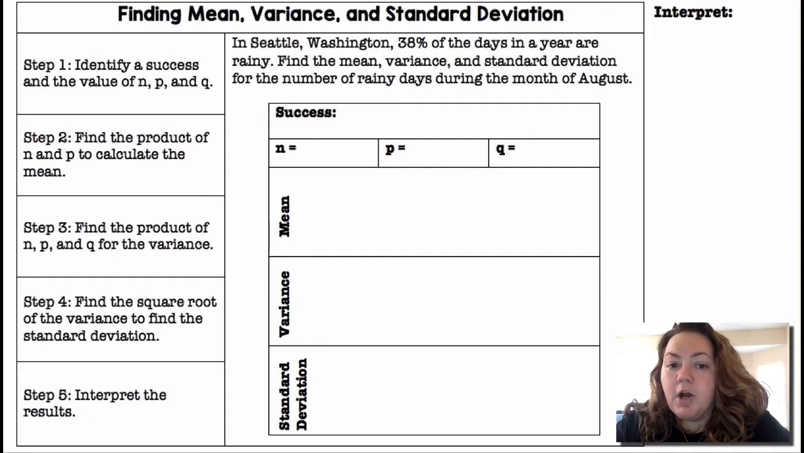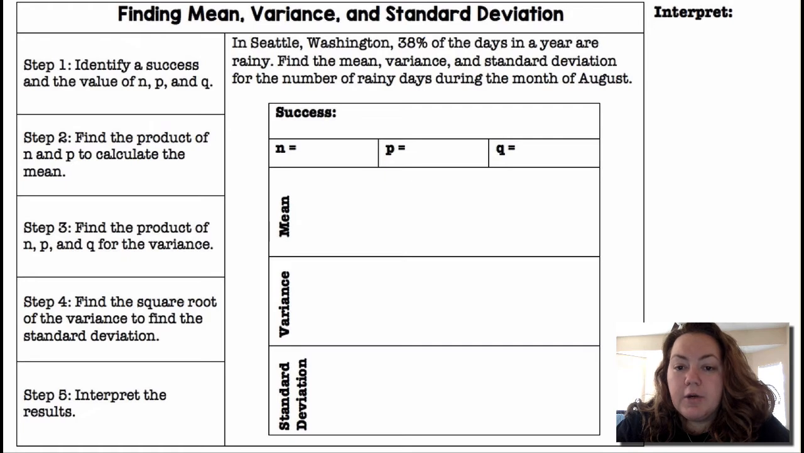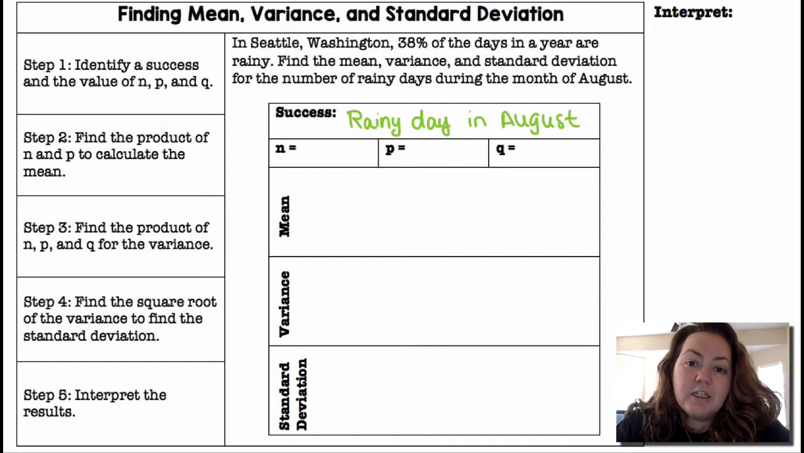Our problem is, in Seattle, Washington, 38% of the days in a year are rainy. Find the mean, variance, and standard deviation for the number of rainy days during the month of August. A success in this problem is a rainy day in August. Keep in mind that a success in problems like this is not always a good thing. A success doesn't have to be something positive. Sometimes it has a negative meaning.